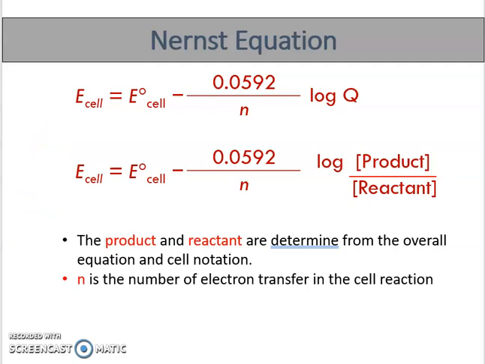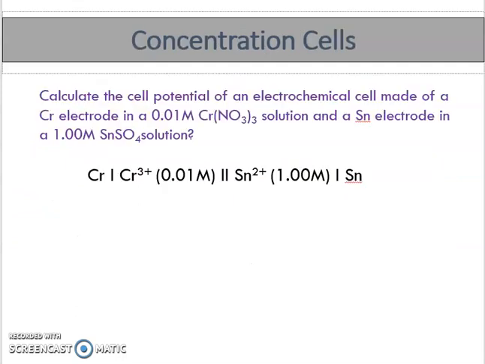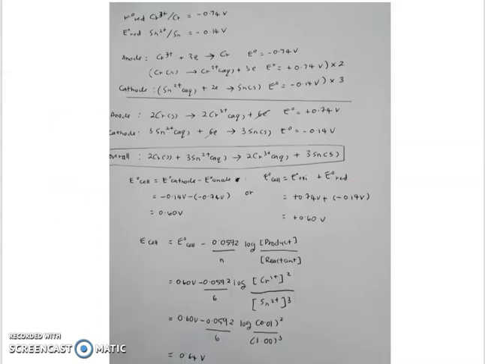Now let's go straight to the question so that we know how to calculate the E cell using the Nernst equation. Reading into this question: calculate the cell potential of an electrochemical cell made of a chromium electrode in a 0.01 molarity chromium nitrate solution and a stannum electrode in a 1 molarity stannum sulfate solution. So the cell notation is given to you here. This is how you need to do it.